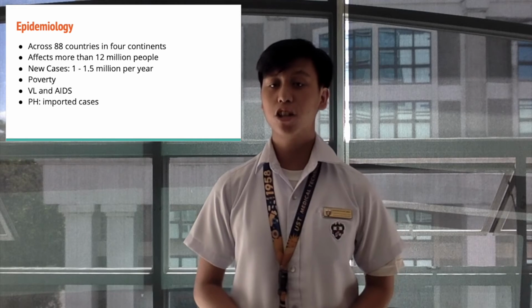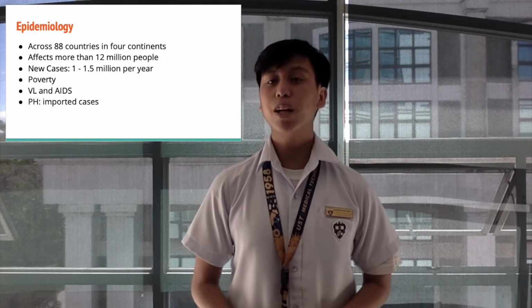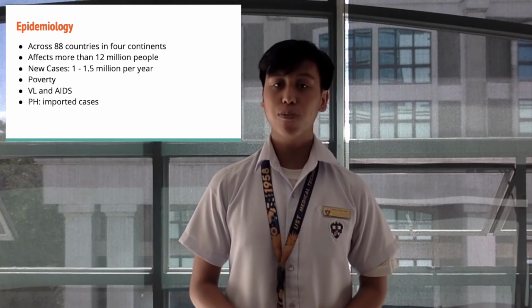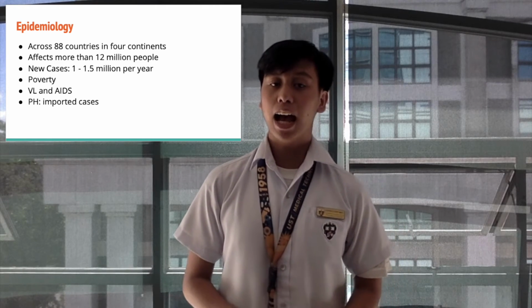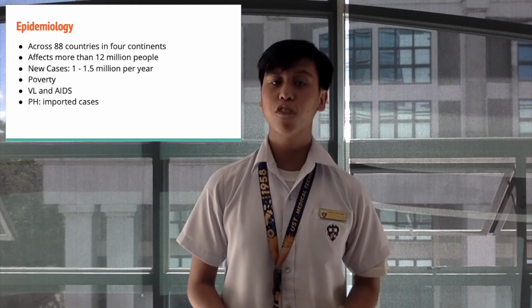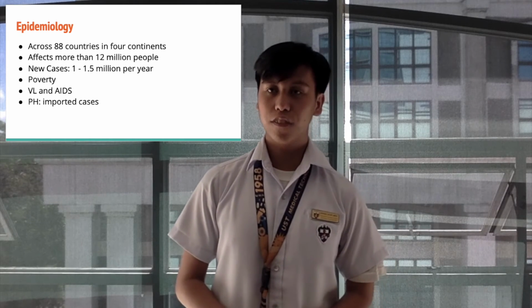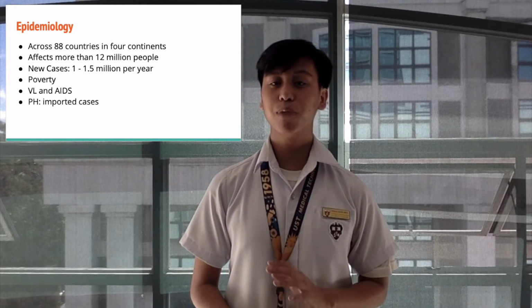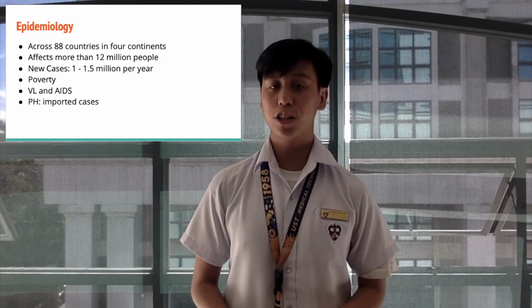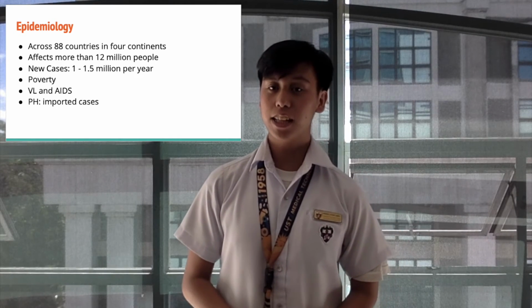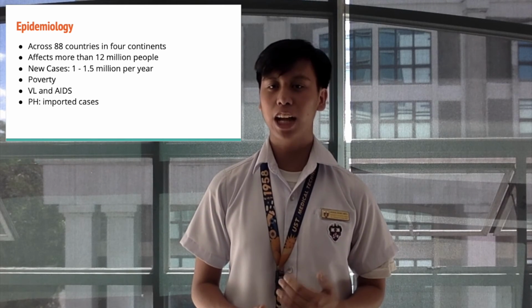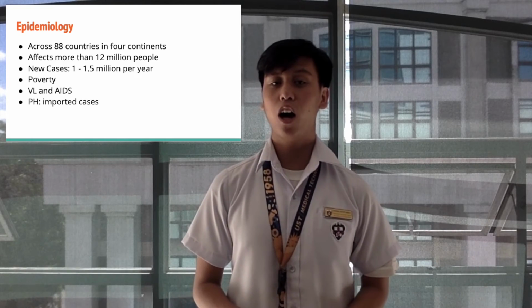For the epidemiology, leishmaniasis is seen across 88 countries in over 4 continents. It affects more than 12 million people, and there is a record of approximately 1 to 1.5 million new cases annually. Leishmaniasis can also be directly correlated to poverty, as the environmental factors and lifestyle of people who suffer poverty promote leishmaniasis. Visceral leishmaniasis and AIDS are also correlated because VL hastens the reproduction of HIV, which quickens the occurrence of AIDS. And although there are reported cases in the Philippines, UPM says that these cases are imported cases because although they are diagnosed within the country, they were infected overseas.